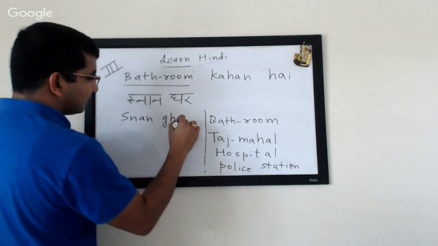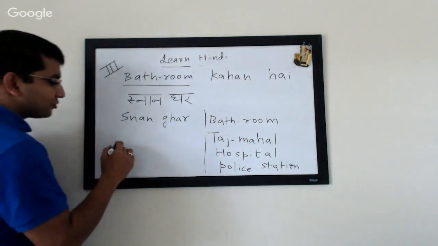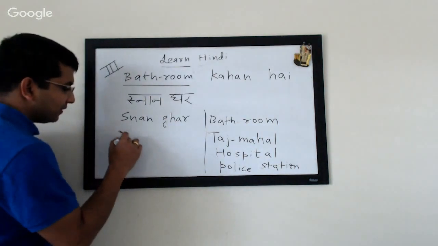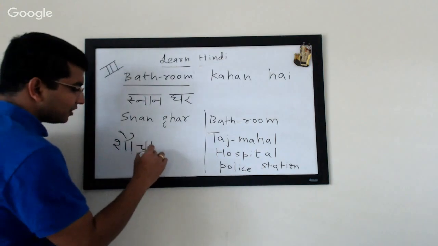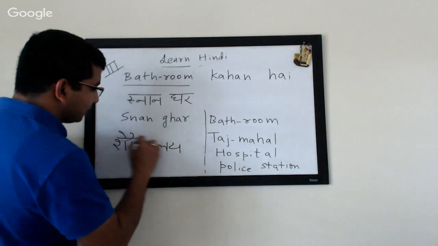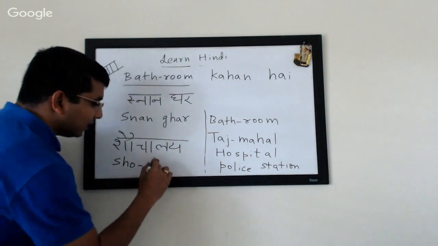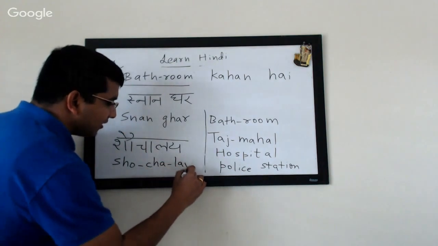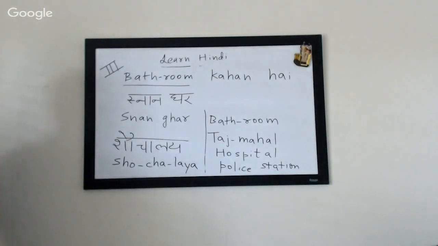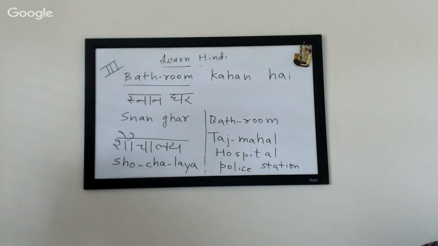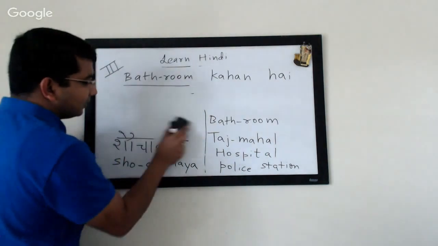Snangar. Or you can also say Shauchalay. But usually people will understand, right? I mean, you can say Shauchalay. So the way you write it is like S-H-A-U-C-H-A-L-A-Y-A. Shauchalay. Good? Very good. Yeah, let's do the next one.